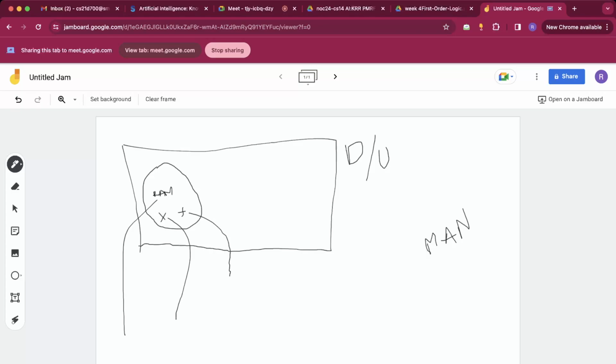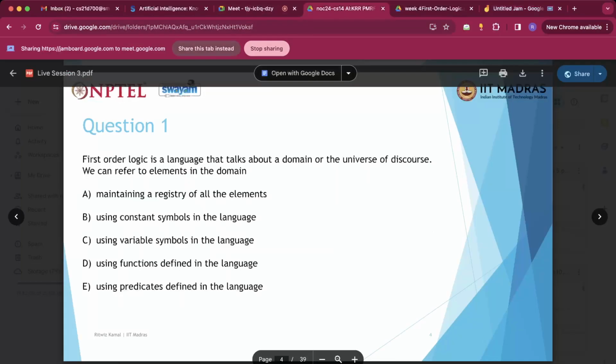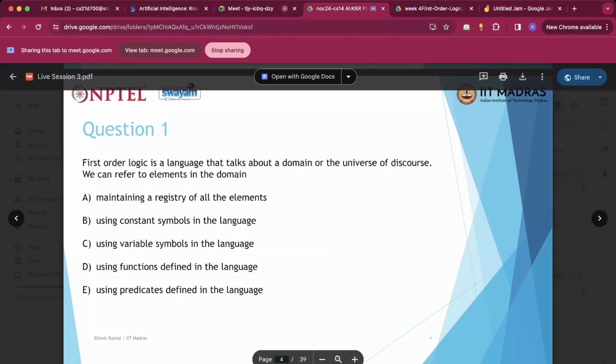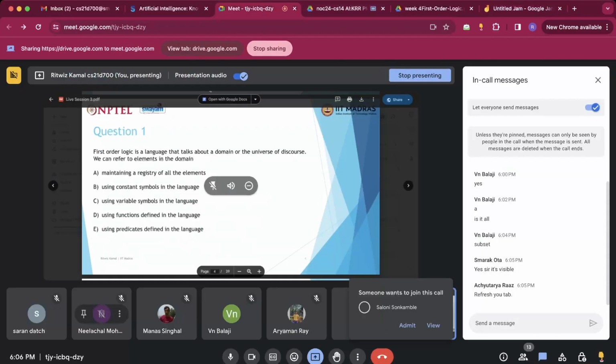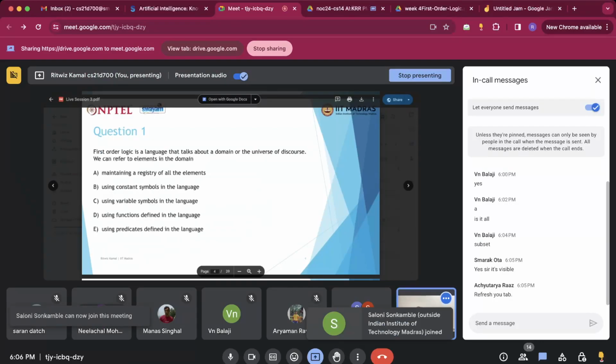But can we use a predicate to represent a variable? Can we use a predicate to represent an element? Sorry, not a variable. Now with this in mind, rethink about the options over here. So now which of these do you think could be used to refer to elements in a domain?